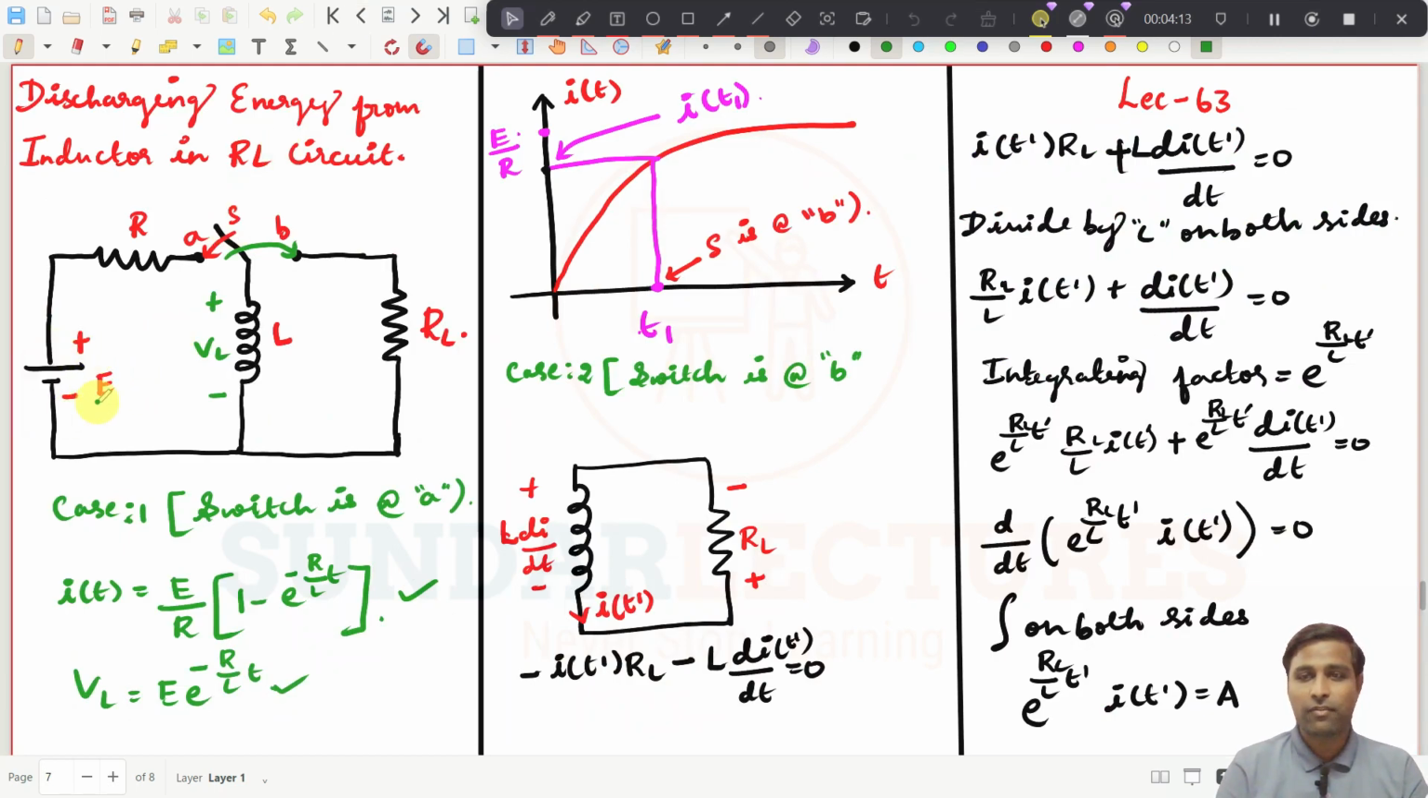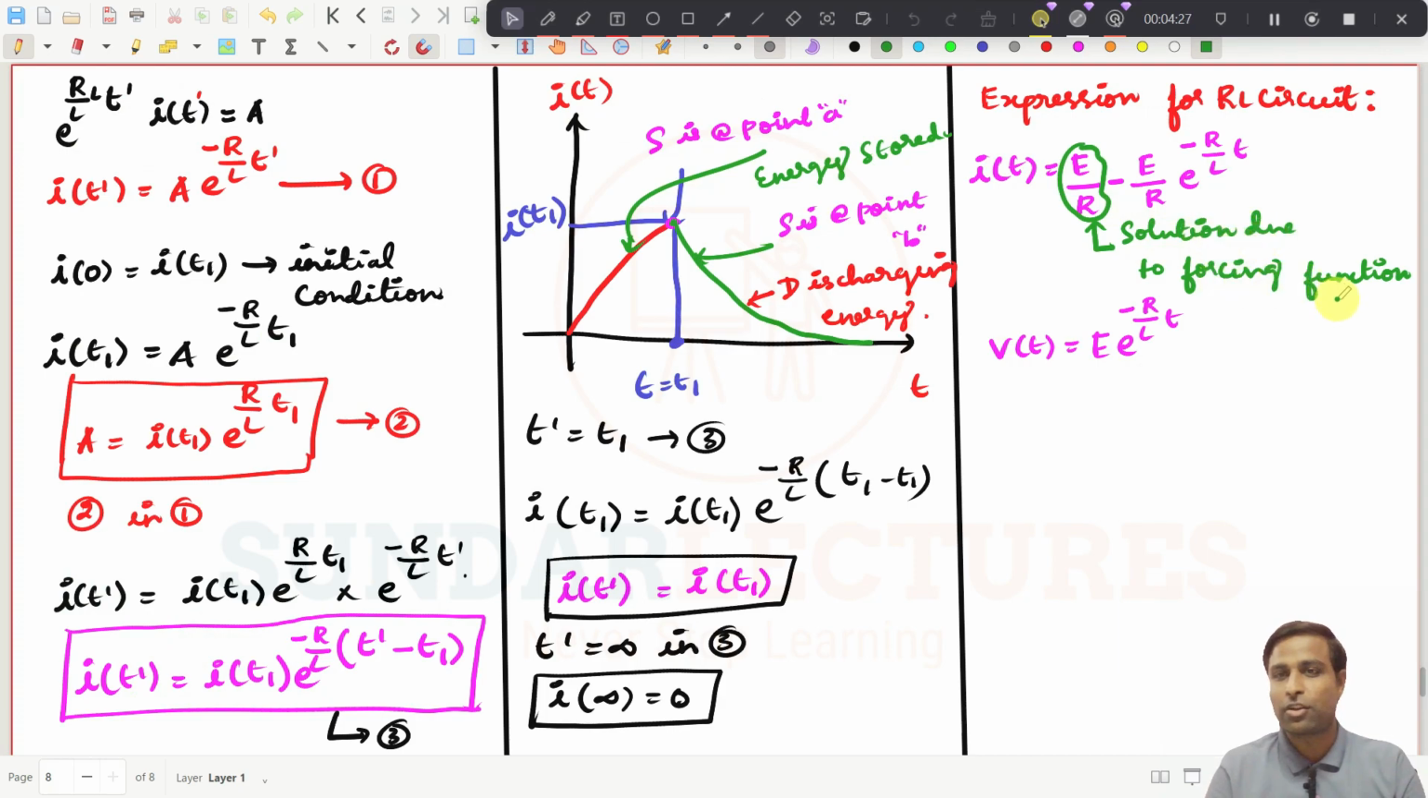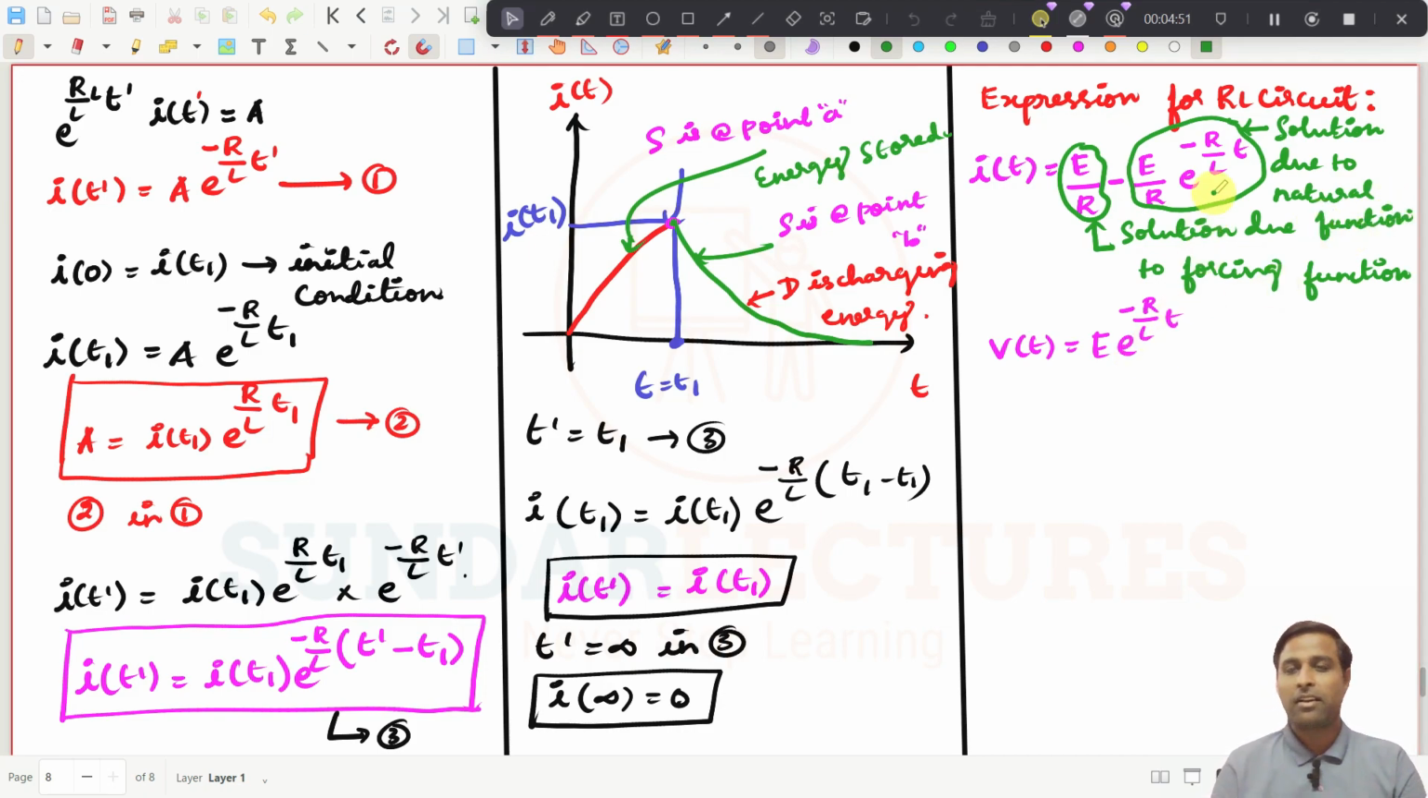Try to understand what the forcing function is in our circuit. What is the forcing function? E is the forcing function. Because of this voltage we are pumping energy into the inductor, right? So that is what we have written as the solution due to forcing function. And what is this part? This part is nothing but the solution due to natural function. And why am I writing this? I'm explaining things in the way of solving a differential equation. After solving the differential equation, we have got this expression, right? That is what we have done, right?